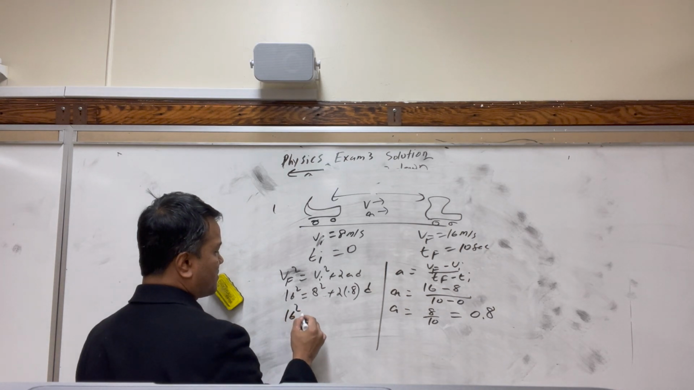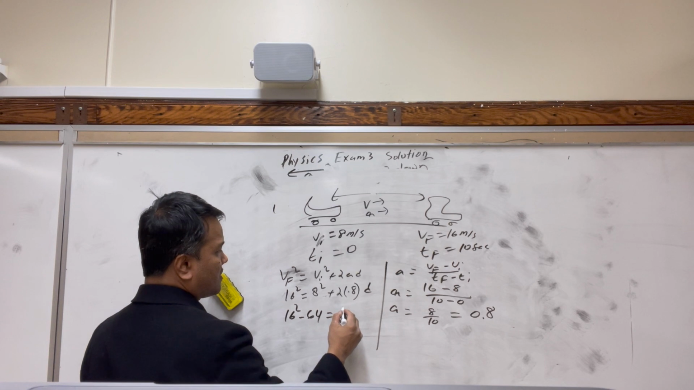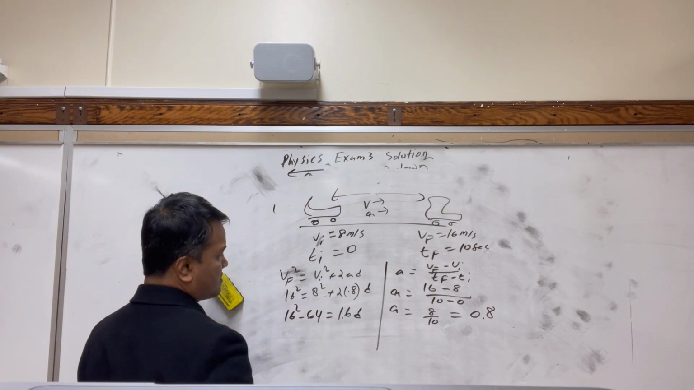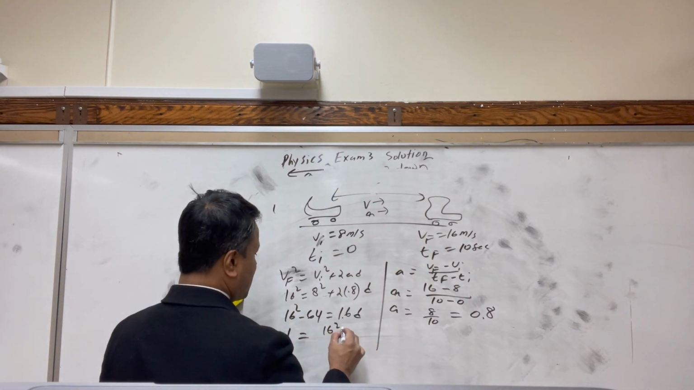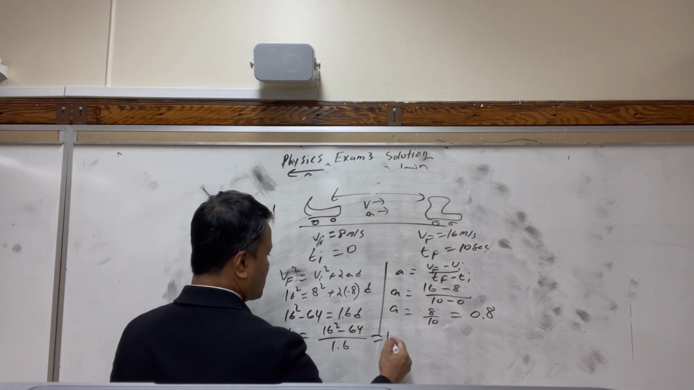So 16 squared minus 64 is equal to 1.6d. So d is equal to 16 squared minus 64 over 1.6. So d is equal to 120.